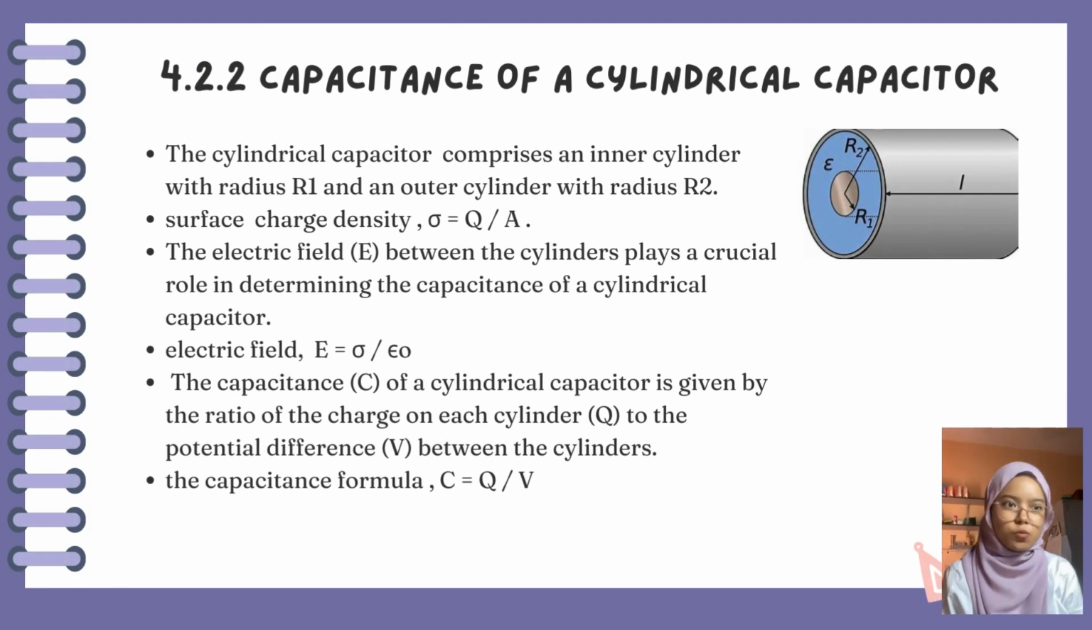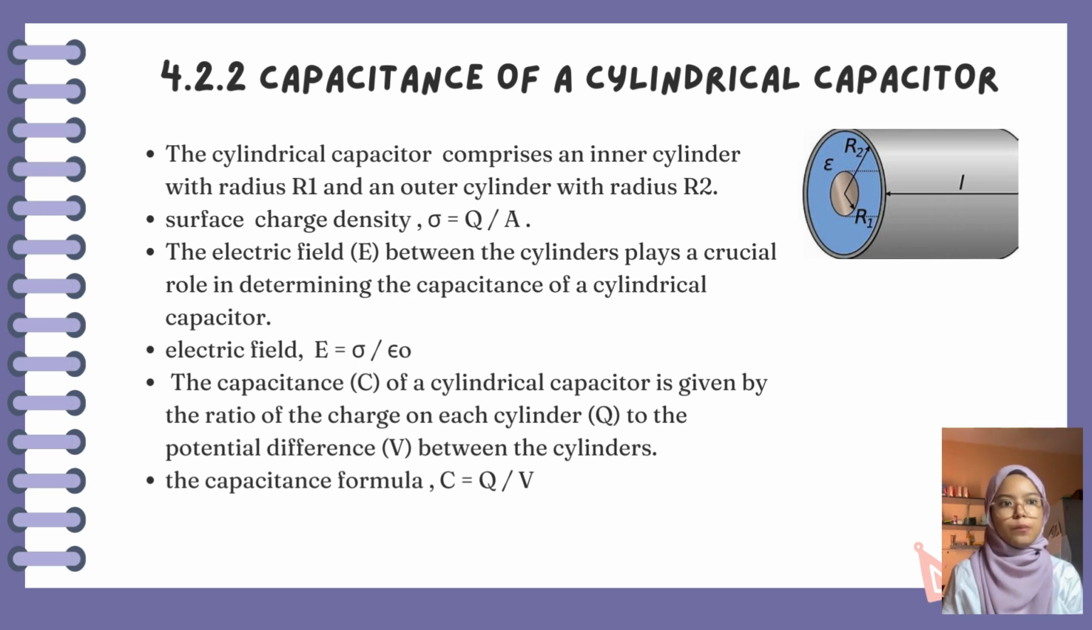Let's move on to the next topic, which is capacitance of a cylindrical capacitor. A cylindrical capacitor is a type of capacitor that consists of two concentric cylinders separated by a dielectric material. Let's explore the concept of capacitance for a cylindrical capacitor. It comprises an inner cylinder with radius R1 and an outer cylinder with radius R2. The cylinders are aligned along a common axis, and the space between them is filled with a dielectric material.